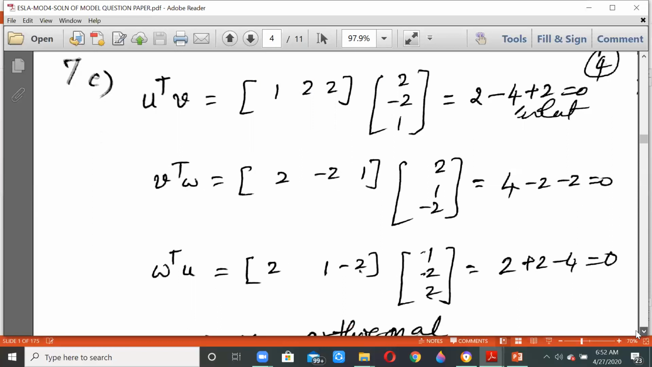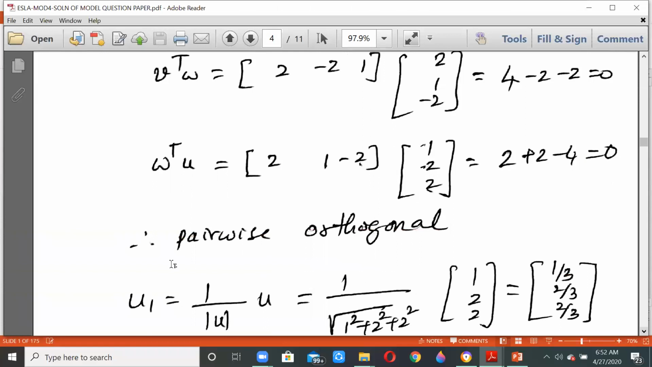Then coming to w transpose u, we'll get 2, 1, minus 2 times 1, 2, 2. 1 into 2 is 2, 1 into 2 is plus 2, minus 2 into 2 is minus 4. So you'll again get a value 0. So this is plus 2, not minus 2. Therefore, they are pairwise orthogonal.